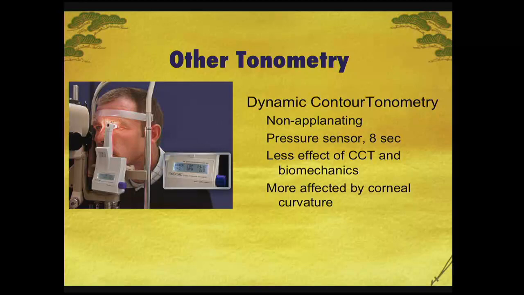This instrument is the best for measuring intraocular pressure in a post-LASIK eye. There are studies showing that pre-LASIK and post-LASIK IOP measurements are similar. So it doesn't seem to be affected at all by central corneal thickness, and it's least affected by biomechanical factors of the eye. However, it is going to be affected by corneal curvature issues. So this is not a good device for someone with a steep cone from keratoconus.